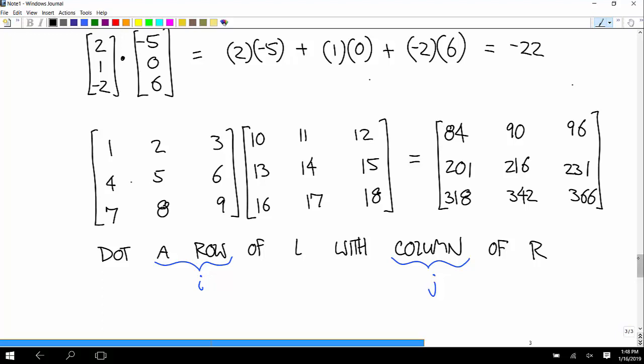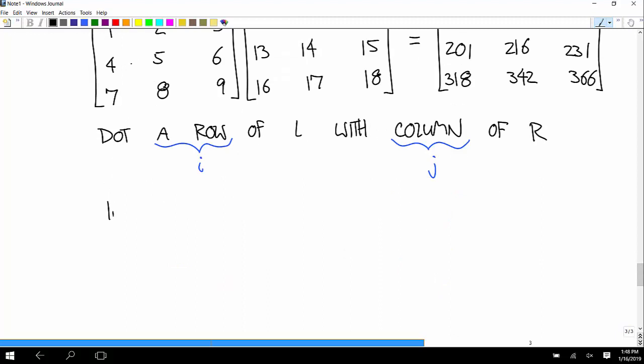And in every TI calculator, you just use the regular multiplication button and it'll multiply the matrices for you. So you'll never in this class have to do it by hand like this. Just enter them into the calculator, use the multiplication button, and it'll do this. Okay.